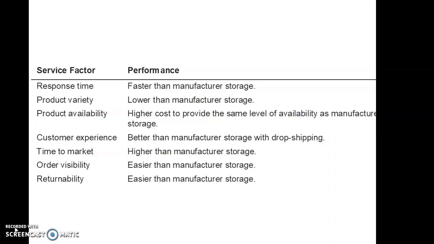The next service factor is time to market. It is higher than manufacturer storage because there is an intermediate stage between the customer and manufacturer, that is distributors and retailers. The next service factor is order visibility. It is easier than manufacturer storage because customers have direct contact with the distributors and retailers, and they can approach them to understand the status of the order.